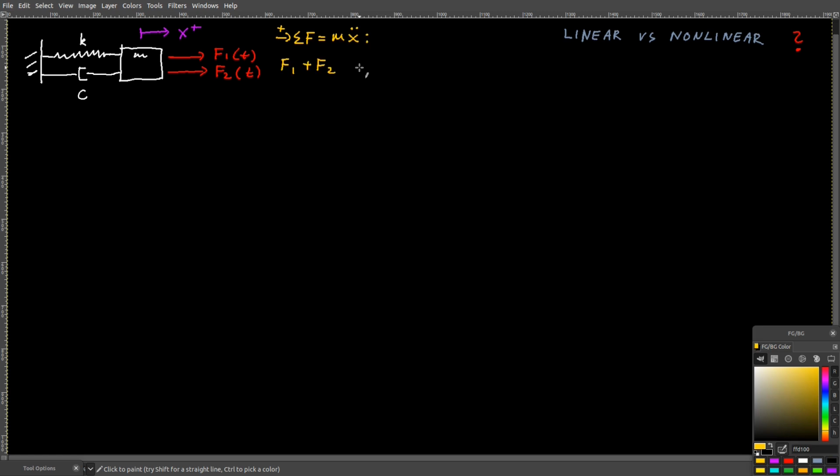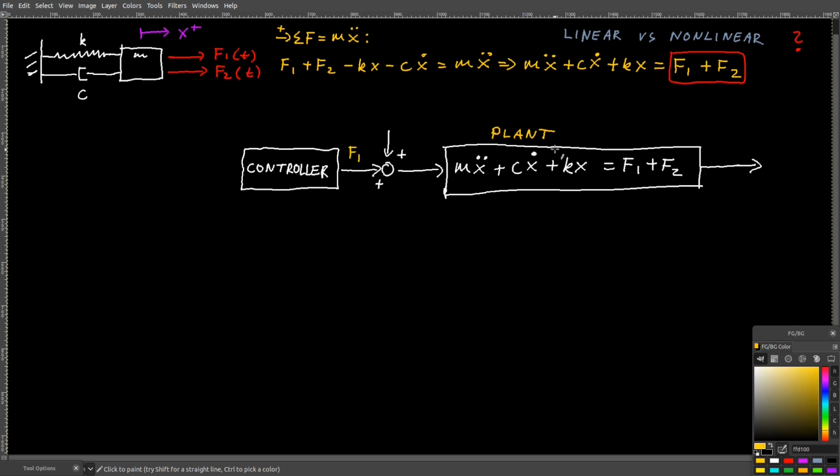These are my external forces. This is my spring force. I assume that at this time instant, the spring is stretched, so the force needs to point to the left. And this is the damper force. I assume that the velocity of the mass is to the right, therefore the damper force needs to be to the left. And all that equals mass times acceleration. If I rearrange it, I will have this form. Here, F1 and F2 are external input forces. They can be your control inputs that enter your plant, or simply disturbances. Both of them enter the plant.